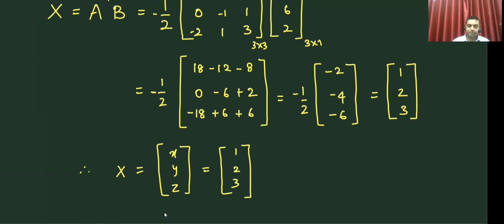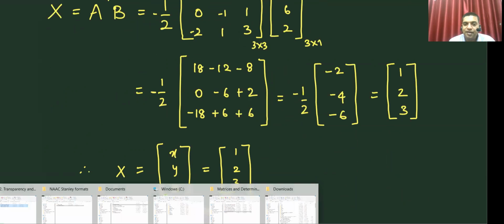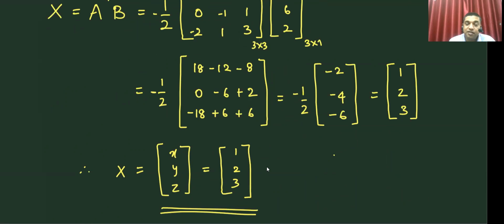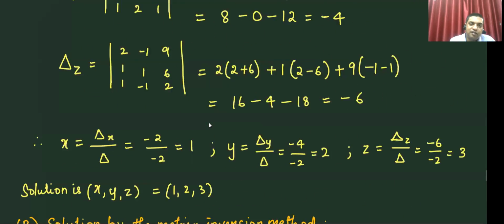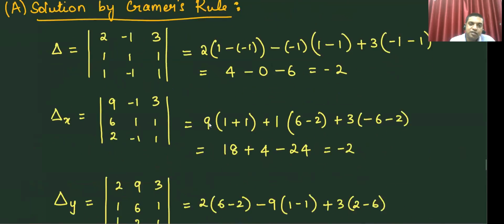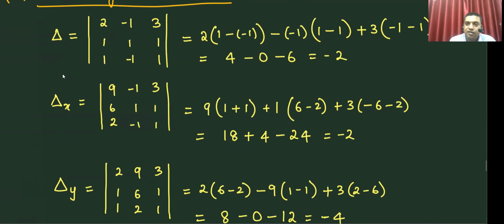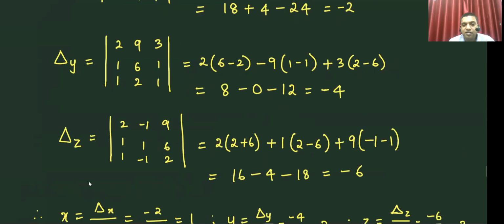Which method is better? Cramer's method or matrix inversion? Cramer's method is better as long as they are small problems. In Cramer's method, for a 3 by 3 matrix, we have to evaluate 4 determinants of 3 by 3 order: delta, delta x, delta y, delta z.